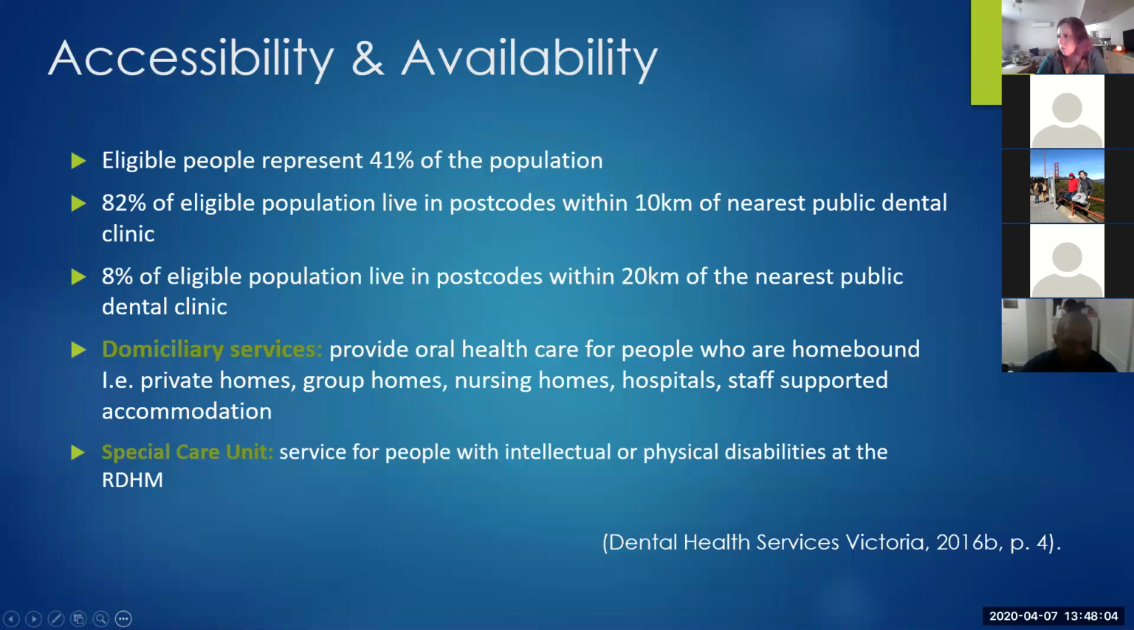Now, of the eligible population, 82% live within 10 kilometres of the nearest public dental clinic, and 8% live within 20 kilometres of the nearest public dental clinic. DHSV also has domiciliary services, which are provided to people who are homebound, so people in private homes or nursing homes who can't travel to these clinics. They also have special care units at the Royal Dental Hospital, with services for people with disability.